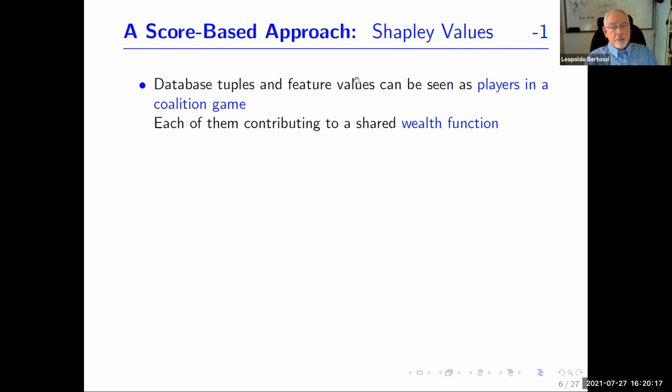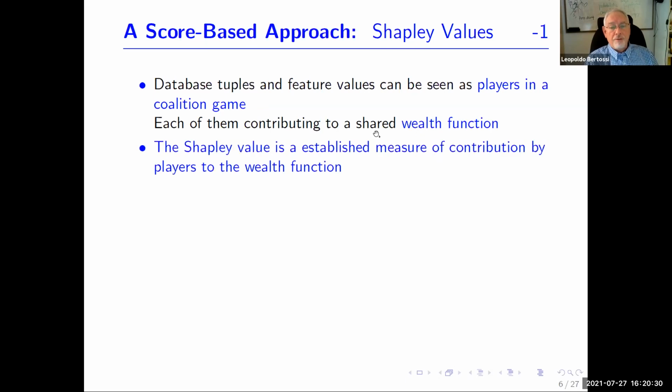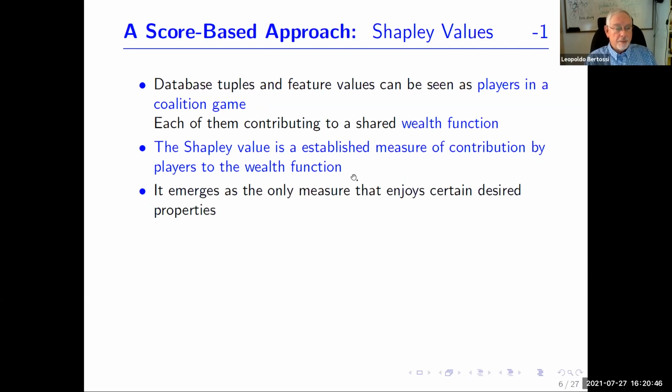So another approach is based on the Shapley value, and I'm going to talk mostly about this. Database tuples and feature values can be seen as players in a coalition game. So the feature values are players. Each of them contributes to a shared wealth function. The Shapley value is an established measure of the contribution by players to the wealth function. It was introduced in coalition game theory, so not directly for databases or classification, but it can be applied in both settings.